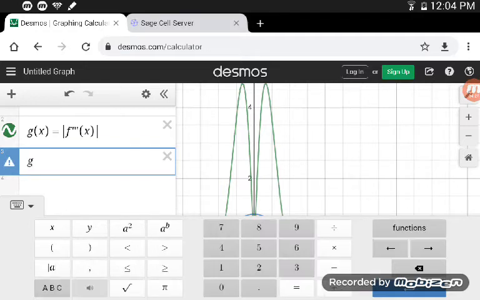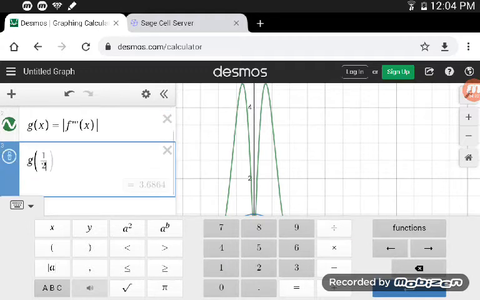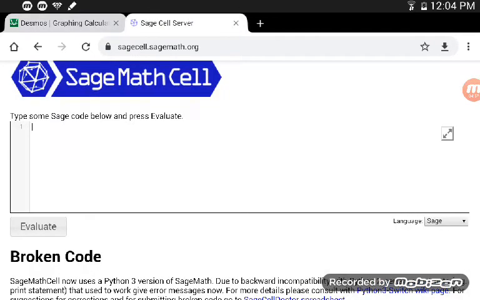g of 1 divided by 2, and come out here and close that off, and you see we get our 3.6864. Okay, and that's all they wanted, was for us to determine that, and so I guess we have it there at 3.6864. Now, Sage Cell, let's kind of see how this works here.